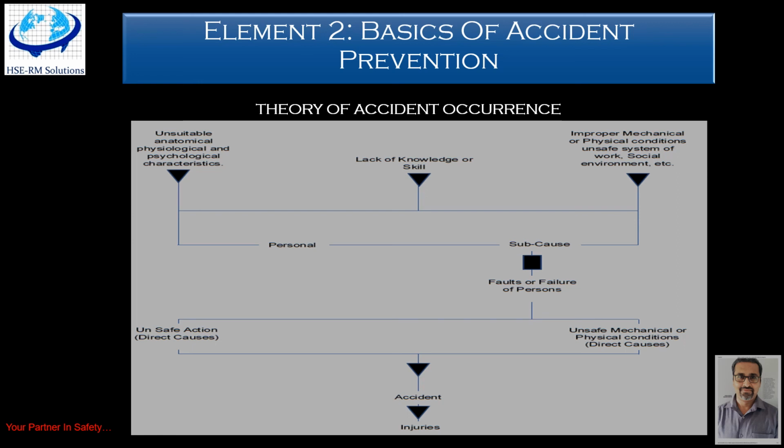Then when a person is at fault, this will lead to two things: one is unsafe action and one is unsafe mechanical condition. So unsafe condition and act will lead to an accident or an injury. So this is the basic theory of accident occurrence. So you have to make sure that these things are always avoided.